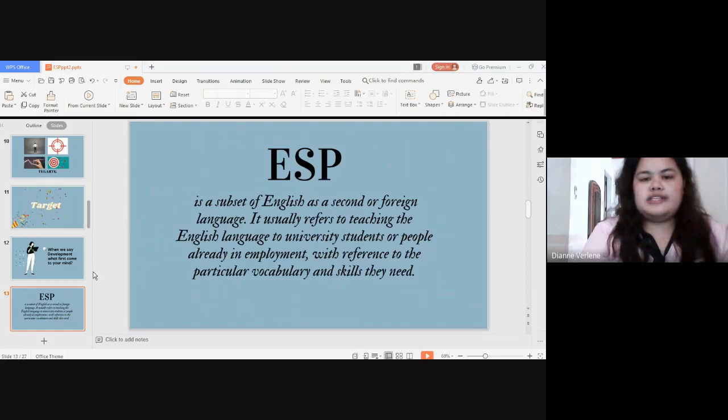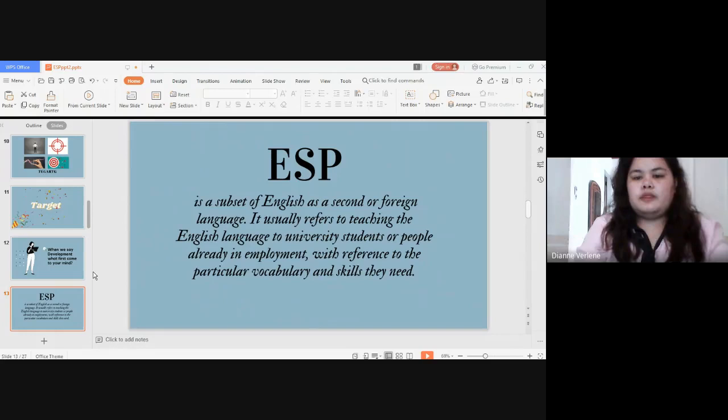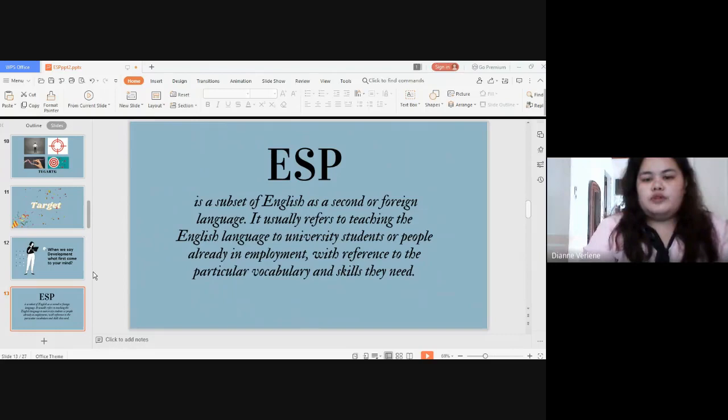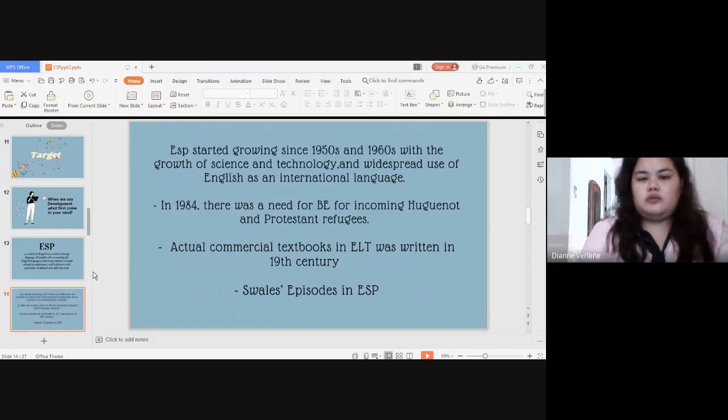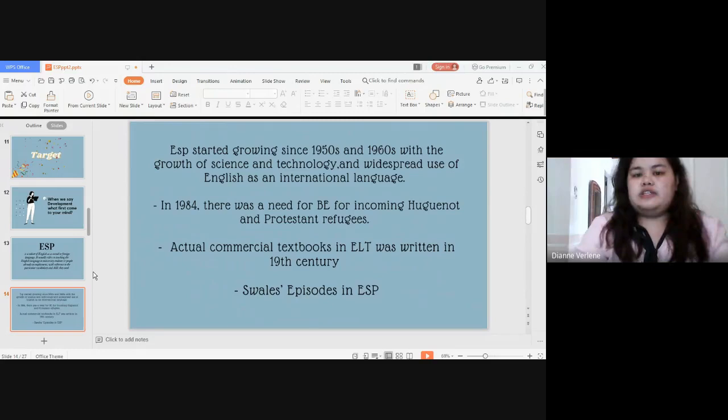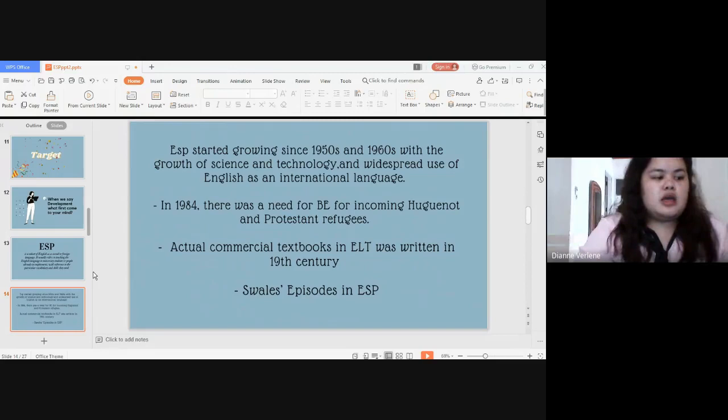So let's have a recall about ESP. ESP is a subset of English as a second or foreign language. It usually refers to teaching the English language to university students or people already in employment with reference to the particular vocabulary and skills they need. ESP started growing in the 1950s and 1960s with the growth of science and technology and the widespread use of English as an international language. Swales' episodes in ESP highlight some major developments in the evolution of ESP.